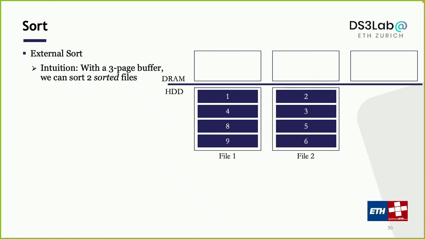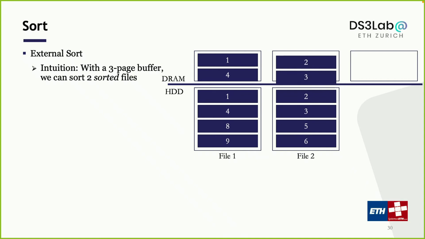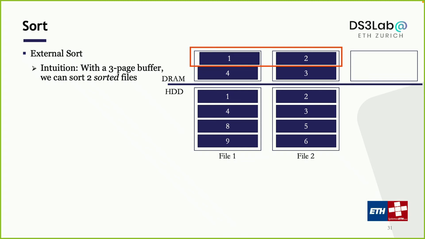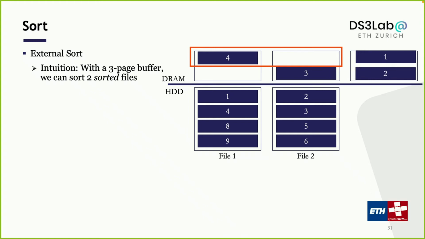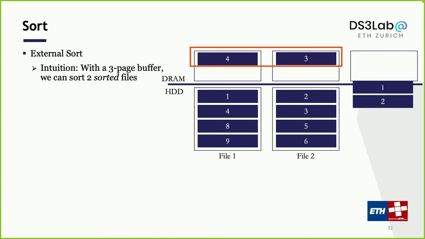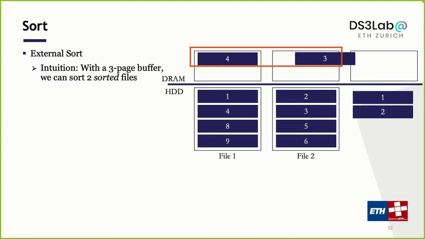So what should you do? I load the first page of file 1 from the hard drive to the buffer. I load the first page of file 2 to the buffer. I go through the top one in file 1, top one in file 2, and compare these two. I output the smaller one into my output buffer. Then the next one is 2, so I output that. Now my buffer is full, so I just flush it out as a result. I continue to do this.